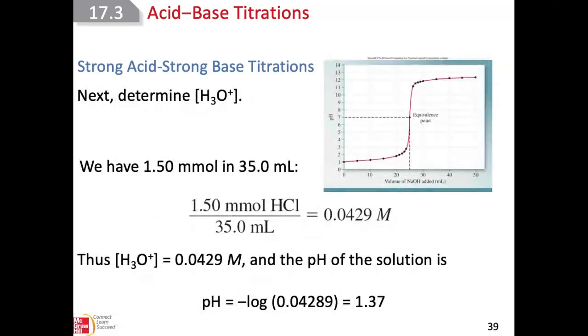So once I have that, do you see I have 1.5 millimole of HCl, but the volume of my solution is 35 ml. 25 comes from the acid and 10 ml comes from NaOH. So I can find the molarity of my HCl solution, which equals this number. And since this is a strong acid, the concentration of H3O plus also equals this number. And I can calculate the pH of the solution when 10 ml of NaOH is added, which equals 1.37.